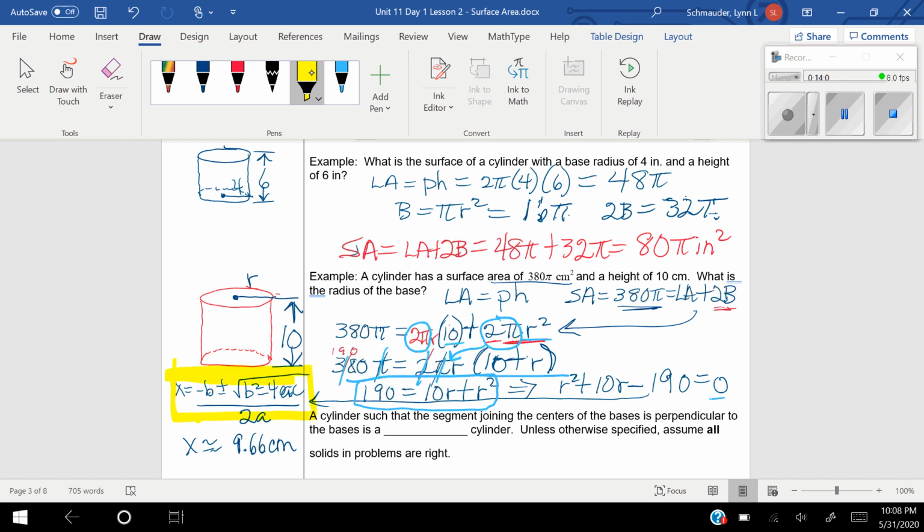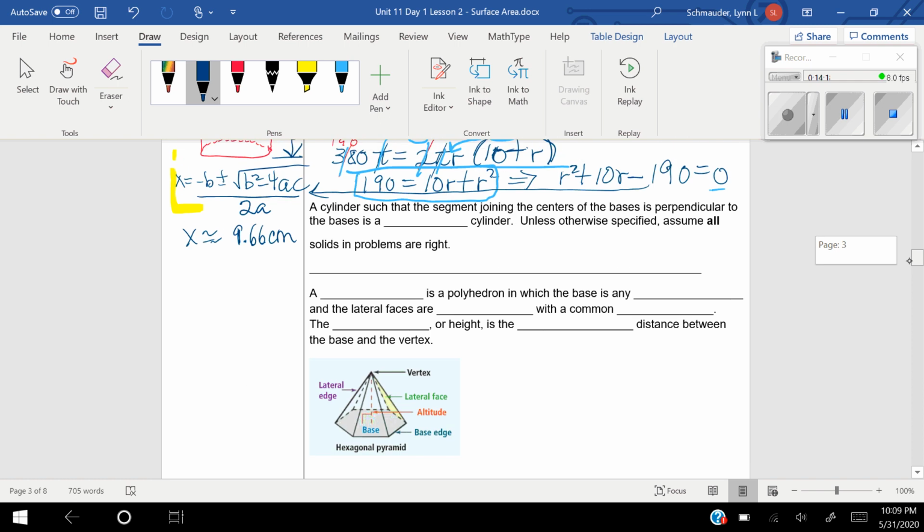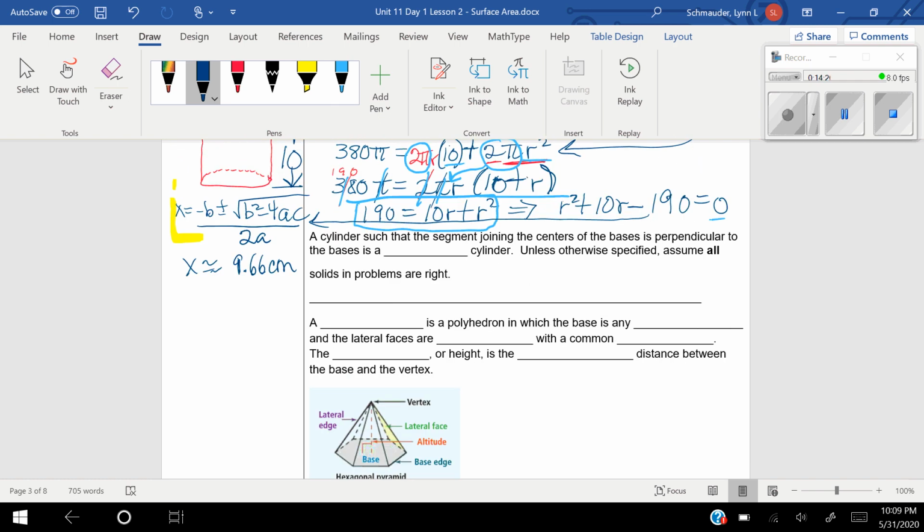And here's the quadratic formula in case you don't remember it. And then when you plug all that in, this should be 4AC. All right, and when you plug all that in and do the number crunching, I got about 9.66 centimeters for that radius. Okay, great problem.